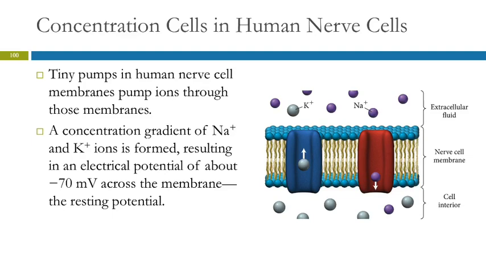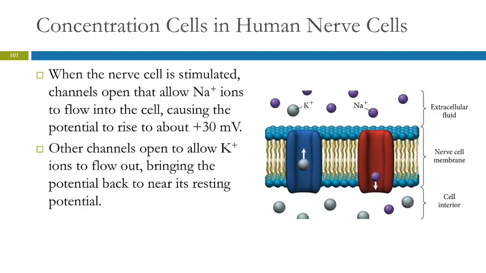You've got electrochemistry occurring in your body as well. You've got tiny pumps in your nerve cells that pump ions through membranes. You get a concentration gradient of sodium and potassium ions, and that results in an electrical potential of about negative 70 millivolts across the membrane, and that's considered the resting potential.